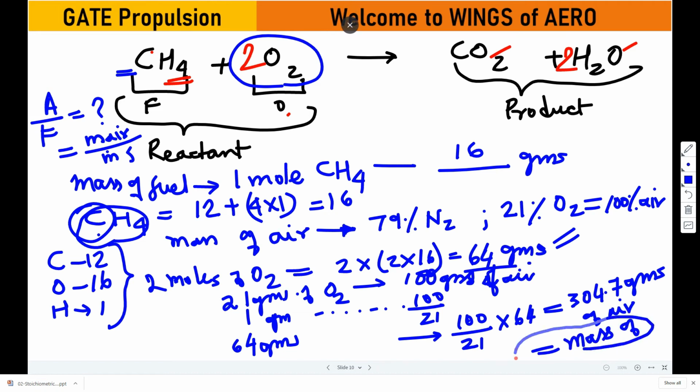That means now I got my mass of air. Mass of air is 304.7 grams, and here I got the mass for the fuel. Now our requirement is to find the air to fuel ratio, that is 304.7 divided by the fuel, which was 16, right? Divided by 16. Whatever ratio you get, that will be the air fuel ratio. Now find out and tell me what value you are getting.